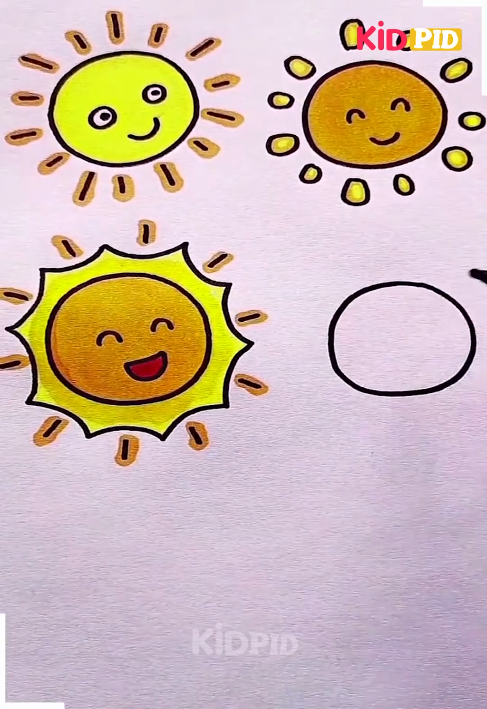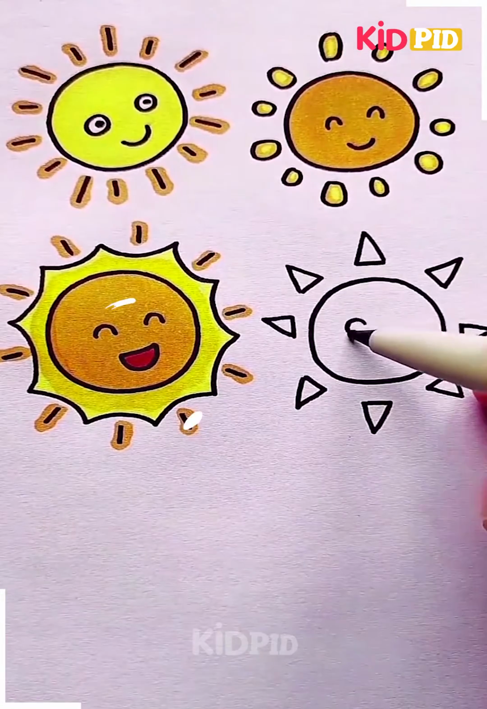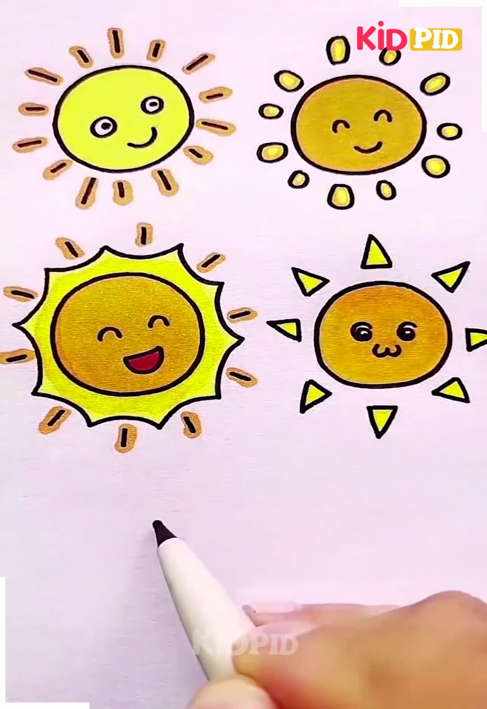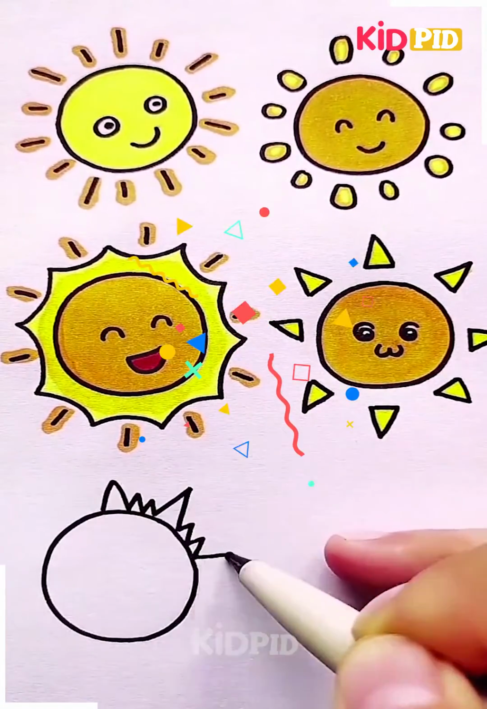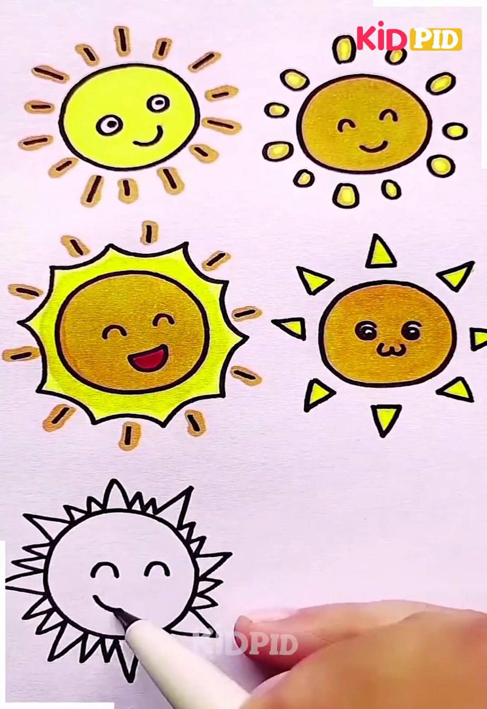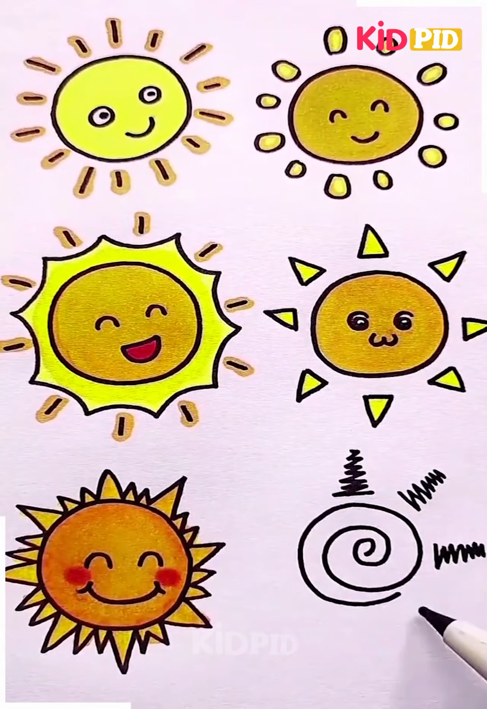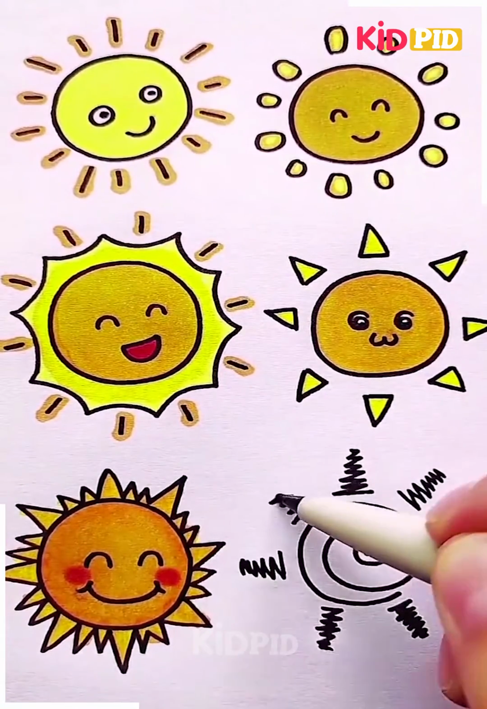For each of these suns, add a face and cute expressions to make it look better. So for the fourth type, we will be adding the rays of the sun made out of triangles. Now for the fifth type, draw little spikes to signify the rays of the sun. Once again, draw a cute little face and color it in as you like. Next, draw some curves and a swirly to make a different type of sun and color it in as such.